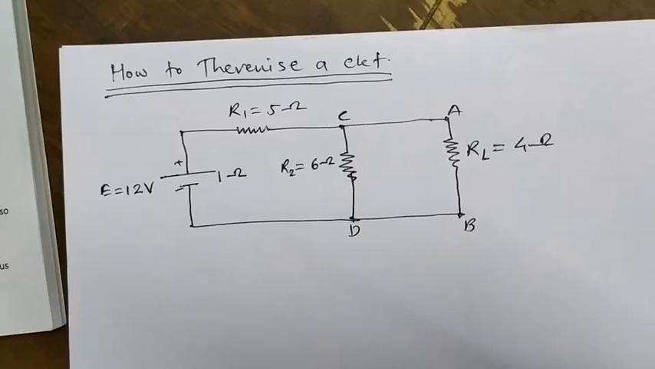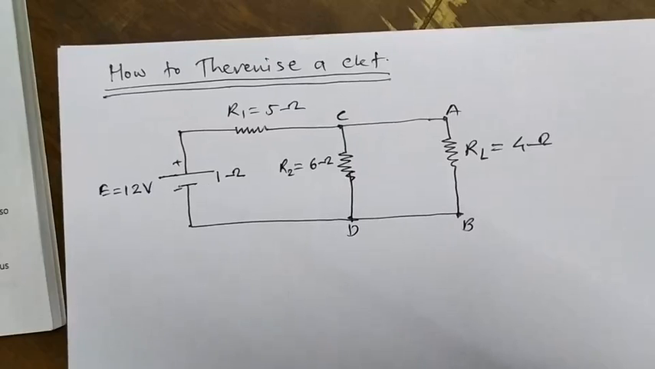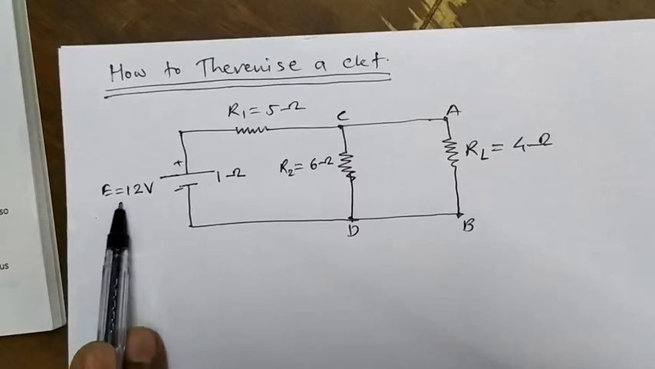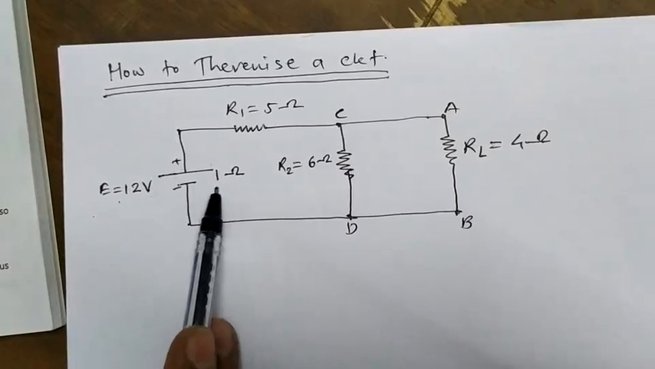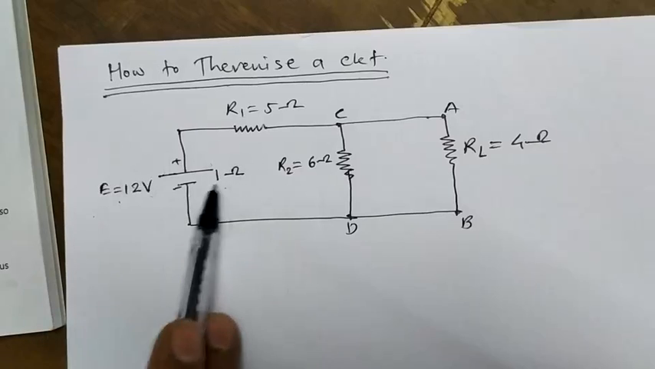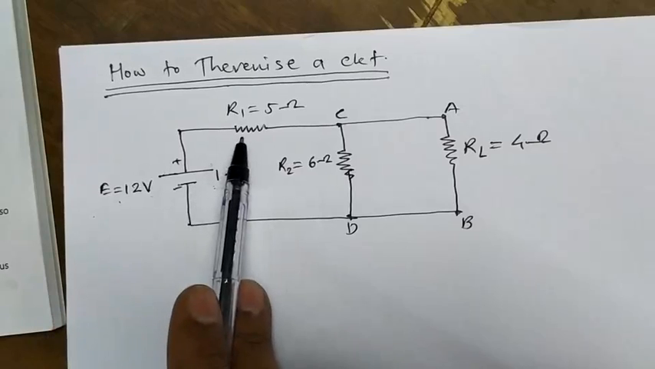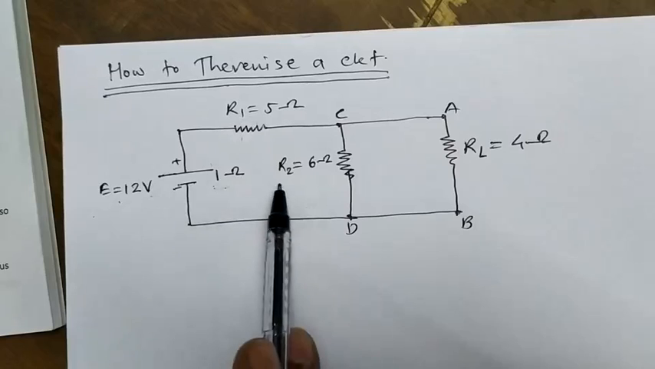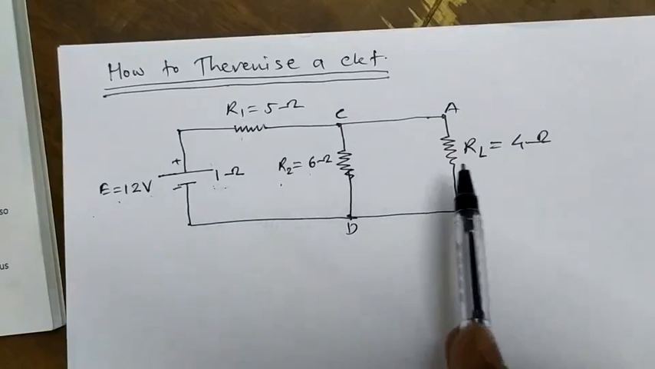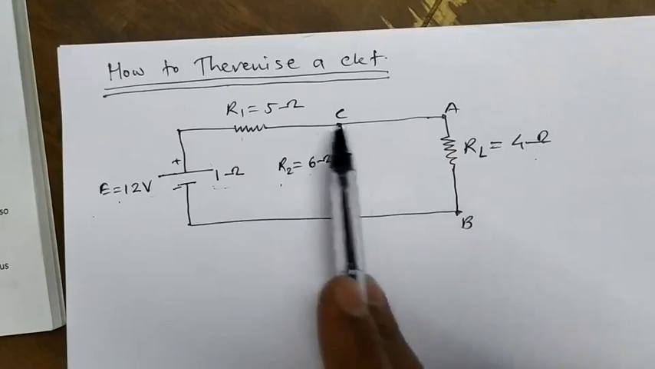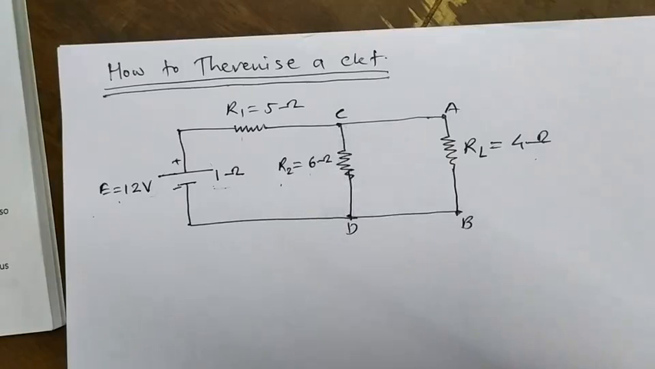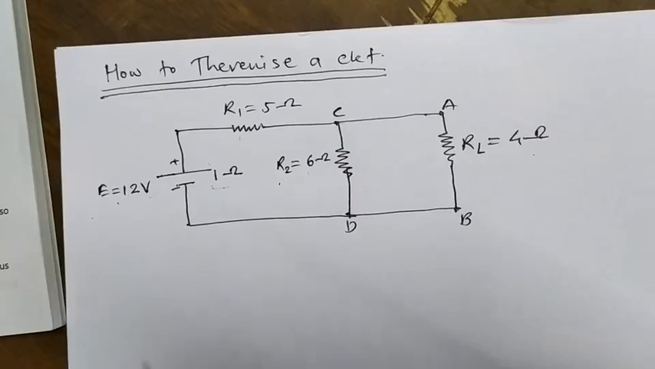For this, for example, we have taken a circuit here. In this circuit we have voltage source E equal to 12 volt, and that voltage source has internal resistance 1 ohm. R1 is of value 5 ohm, R2 is of value 6 ohm, and the load resistance RL is of value 4 ohm. Terminals A and B, terminals C and D. Now we have to Thevenise this circuit. There are some procedures, some steps to Thevenise the circuit.